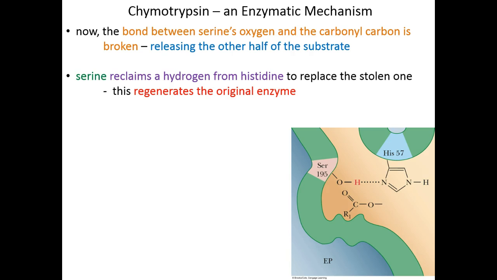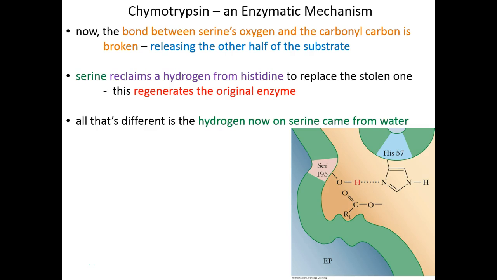If you take note of it, we've regenerated the enzyme. Serine is back to being its old self with a hydroxyl group. Histidine is back to being its old self with a free nitrogen there. And as soon as that half of the substrate clears the active site, we will have an empty active site that can repeat this process yet again.